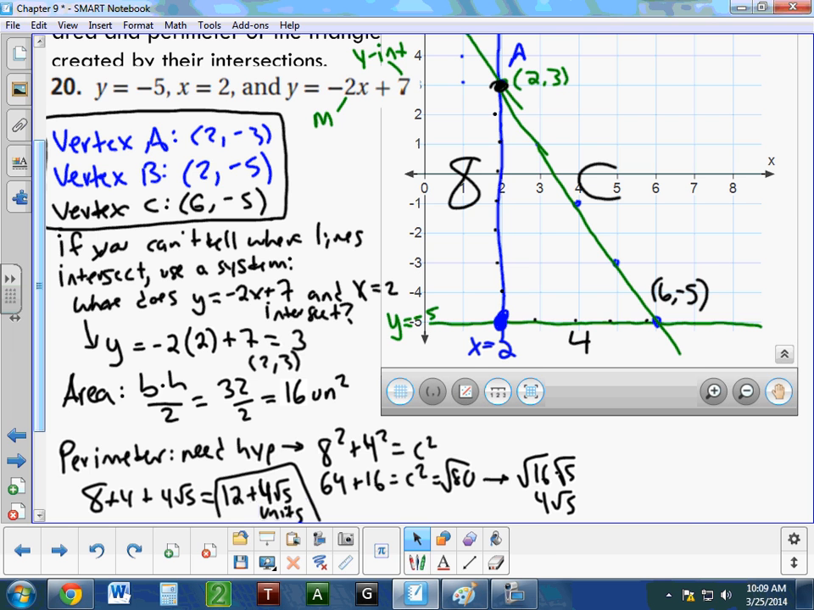So I've got my area up here, nice and labeled. I've got my perimeter right here. Area, perimeter. So that's that.